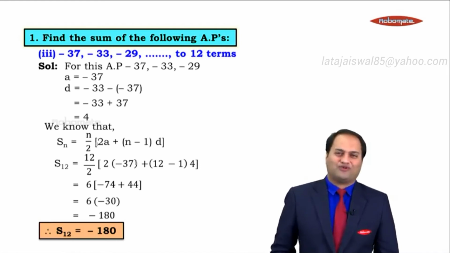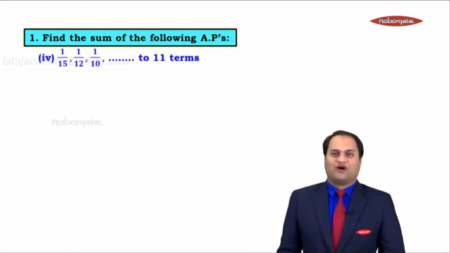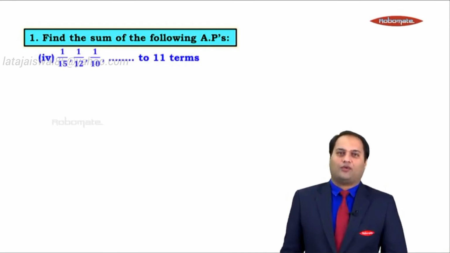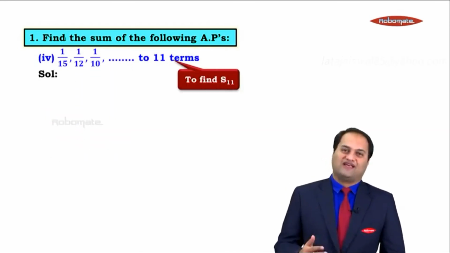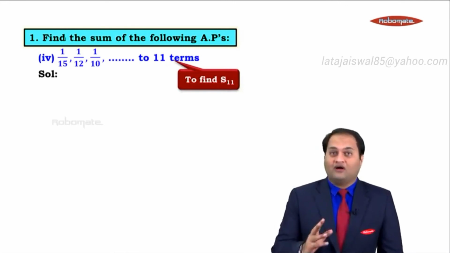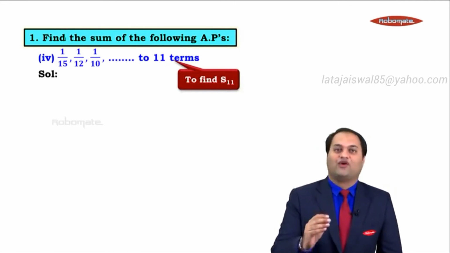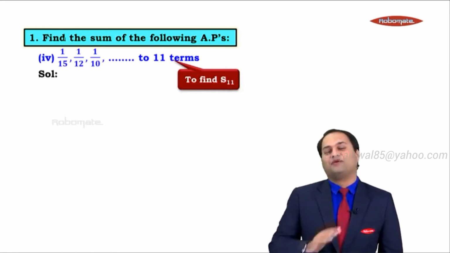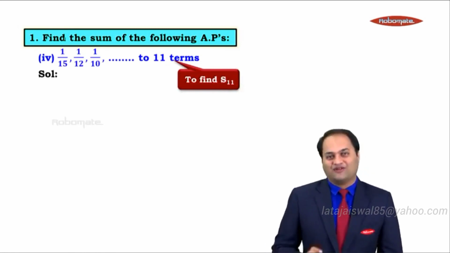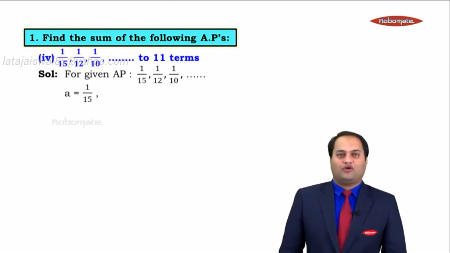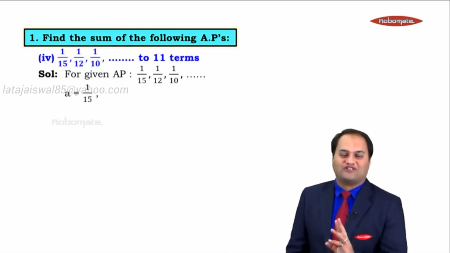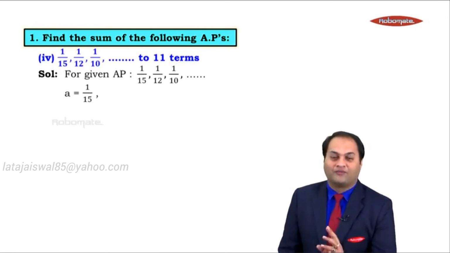Let's quickly go through one more sum here. The sum is 1 upon 15, 1 upon 12, 1 upon 10, and we need to find the sum of 11 terms, that is S11. Here, this sum will actually test your concepts of LCM. This sum is all about LCM. Okay, so let's do it. The AP is given to us where a is equal to 1 upon 15. Now the concept of LCM starts, very important.